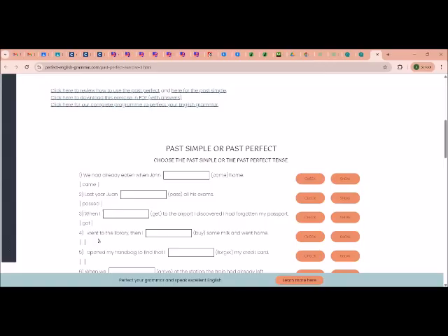Andy, number four. I went to the library, then I bought some milk and went home. Exactly. Don't know why you're buying milk close to the library. I hope you didn't spill it. Number five, Luis.